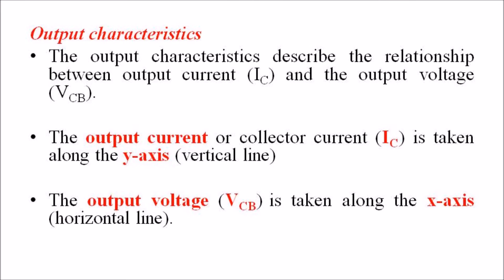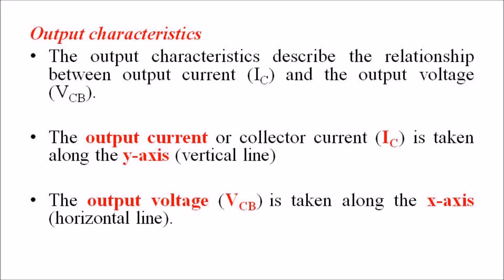When it comes to the output characteristic, it describes the relationship between the output current and output voltage, that is the relation between IC and VCB. Firstly, draw the vertical line and a horizontal line. The vertical line represents the y-axis and the horizontal line represents the x-axis. The output current or collector current, that is IC, is taken along the y-axis, that is a vertical line, and the output voltage VCB is taken along the x-axis, that is a horizontal line.